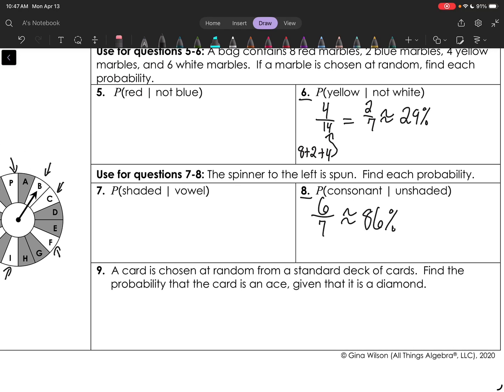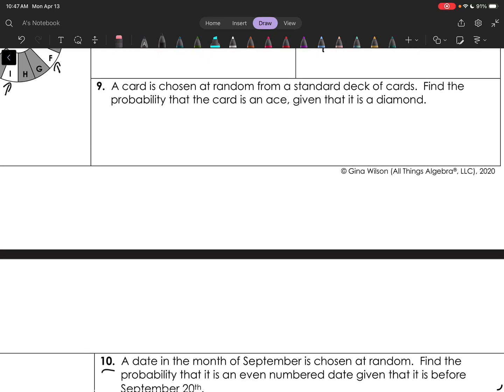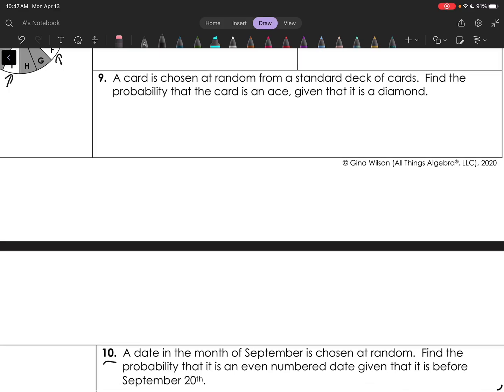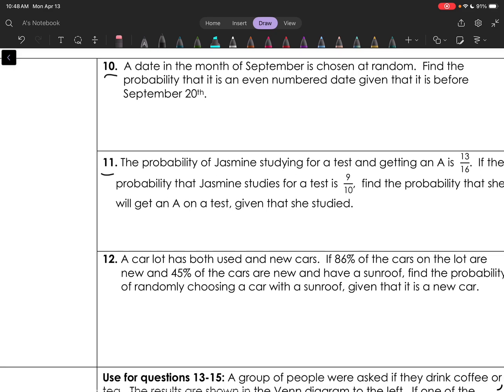Try 7. You can also try number 9. I think you're capable of doing it. If not, come back. I'm going to work number 10. Well, and 11.